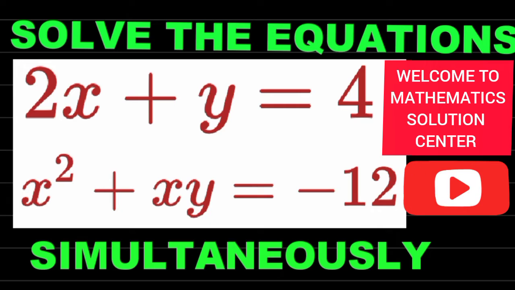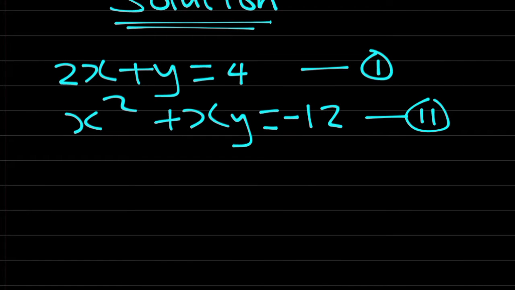We have a question we are going to be solving today, and it says, solve the equations 2x plus y is equal to 4, x squared plus xy is equal to minus 12 simultaneously. All we have to do is rearrange the linear equation, that is equation 1, and substitute in equation 2. So we are using the substitution method.